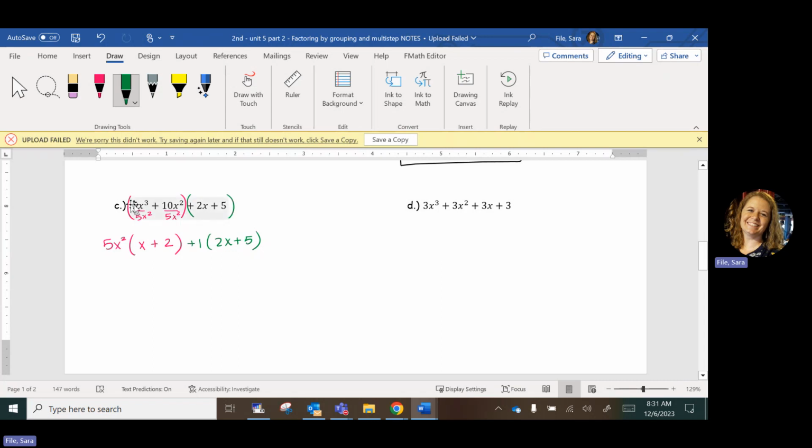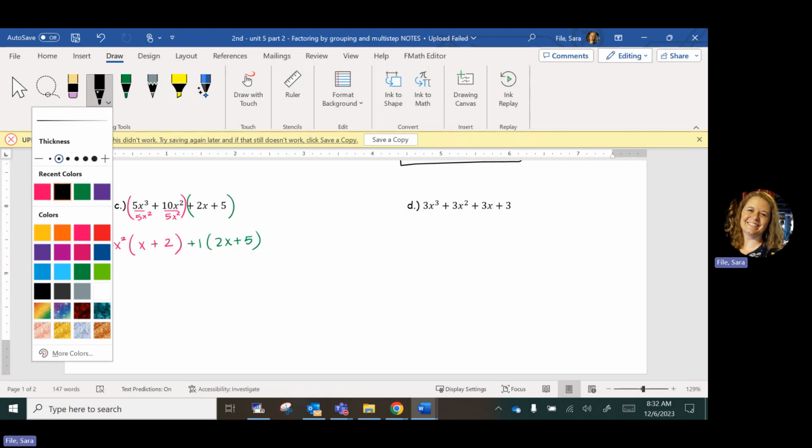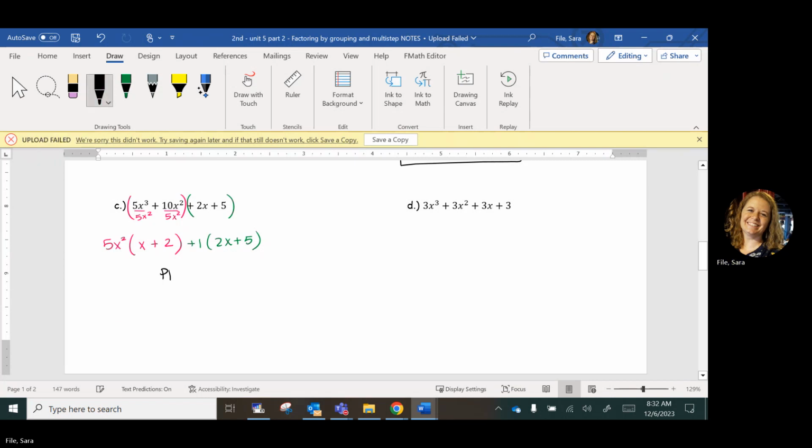You're welcome to try rearranging these terms different ways and trying different groups, but I'll let you know right now, to save you the time, none of them work. Okay, so this one is prime. Could not factor that one.